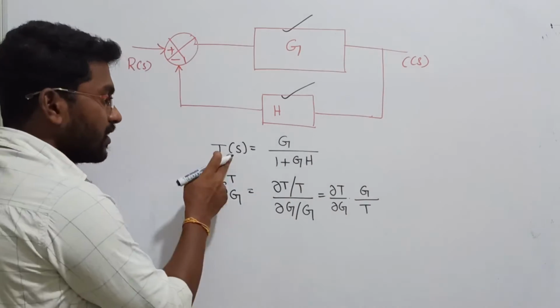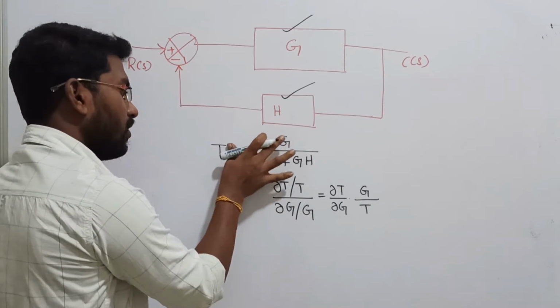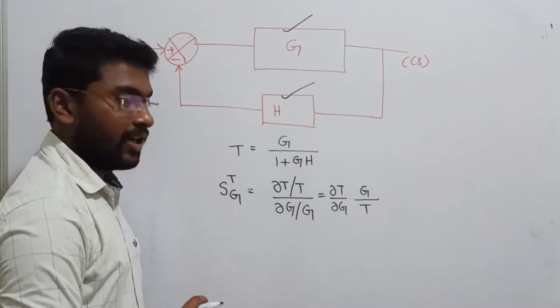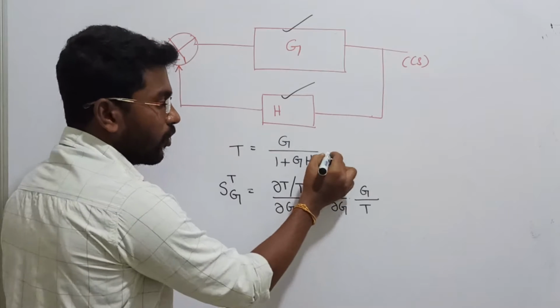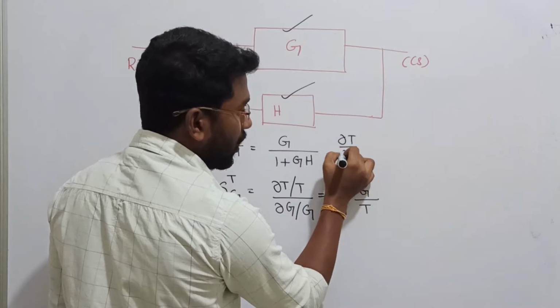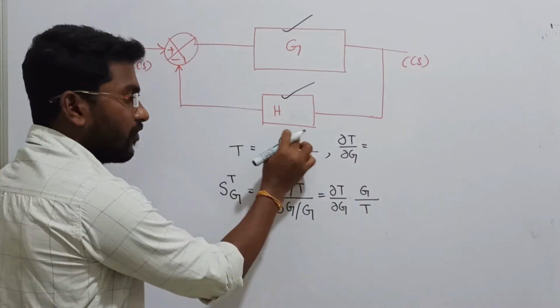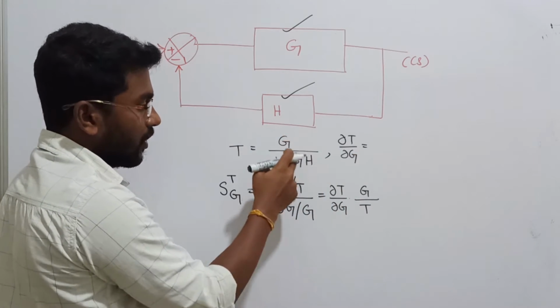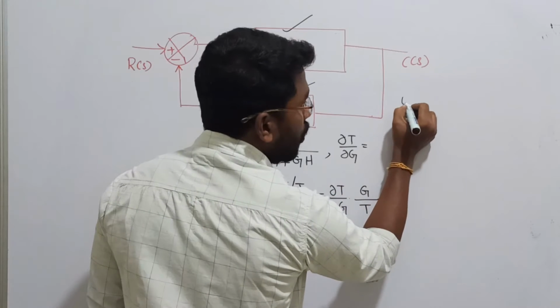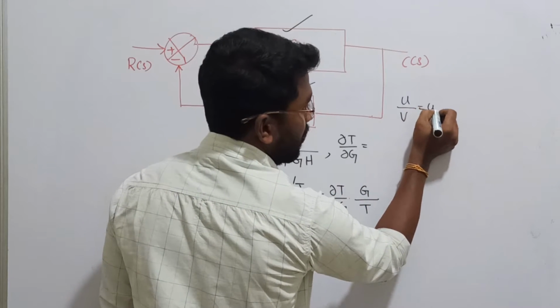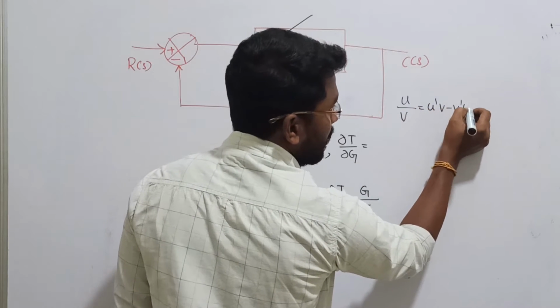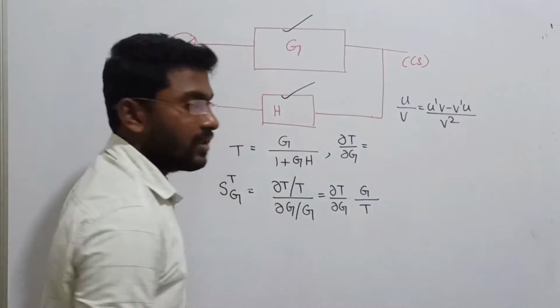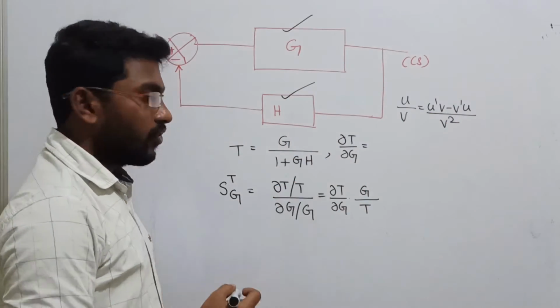Wow, that is perfect. Now we have to find out the value of dou T by dou G. How will you find it? See, this is T. I am just writing T. I would like to know the value of dou T by dou G. In the sense, you have to differentiate this function with respect to G. Of course, in the denominator and the numerator we have G, right? So we have to go to the U by V method. U by V can be written as U dash V minus V dash U upon V square. That is the general formula. Just use this formula to differentiate the function.